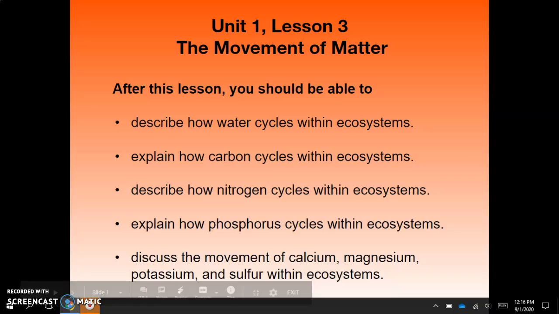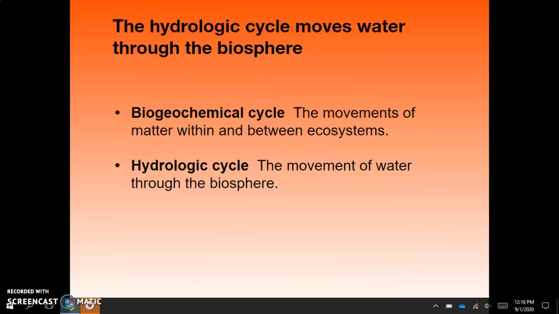We are continuing with our ecosystems unit here, and today we're going to be talking about the biogeochemical cycles. So there's a few that we're going to have to be able to look at and understand. After this lesson, we're going to be able to describe how water cycles within ecosystems, explain how carbon cycles within ecosystems, describe how nitrogen cycles within ecosystems, explain how phosphorus cycles within ecosystems, and also discuss the movement of calcium, magnesium, potassium, and also sulfur within ecosystems. So let's go ahead and jump right into it.